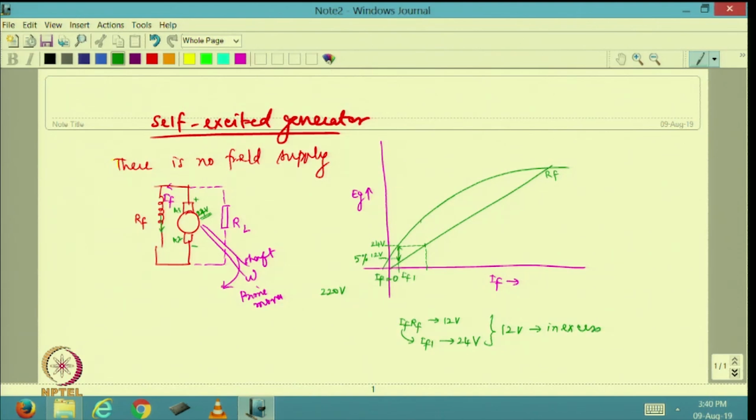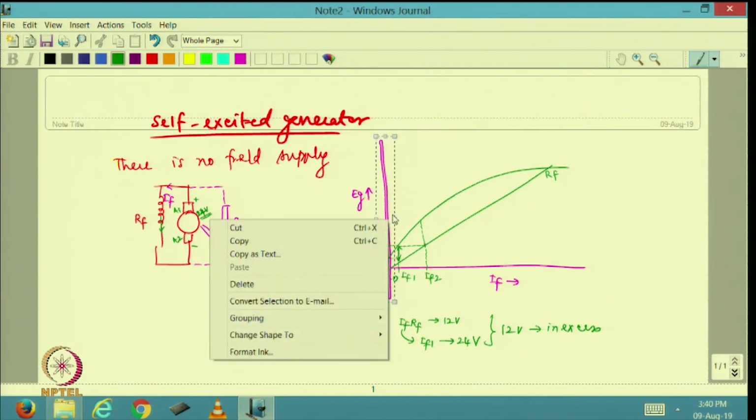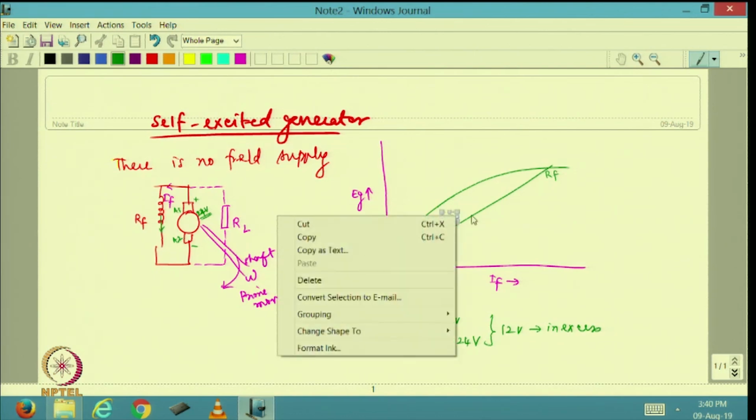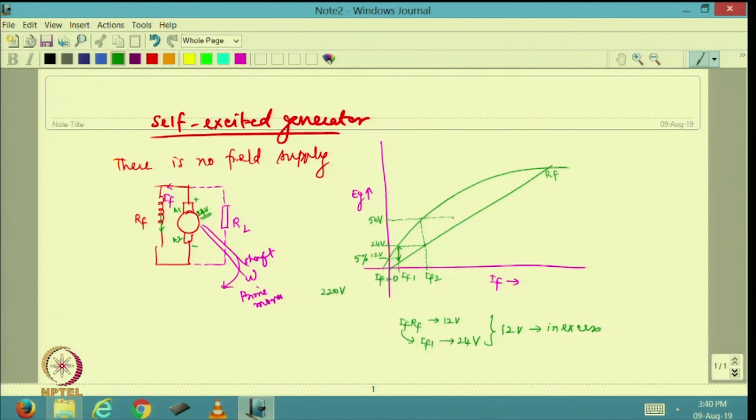Now, that is going to circulate definitely a larger value of current, which corresponds to IF2, because of which I am going to have definitely a higher voltage being generated. The higher voltage that is being generated will be maybe about 40 or 50 volts. So, I got 50 volts generated now. Now, corresponding to 50 volts, if I look at the field current, I am going to have a much higher field current. This field current is IF3.